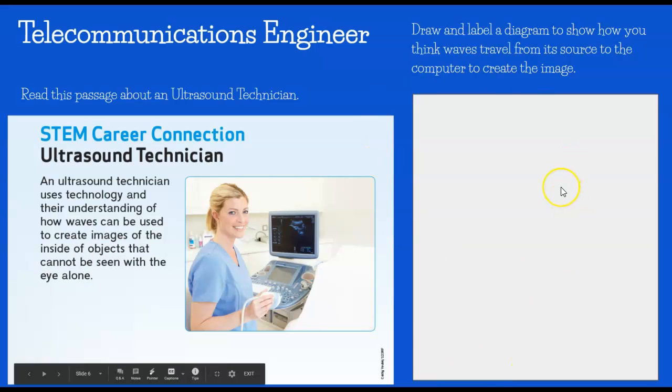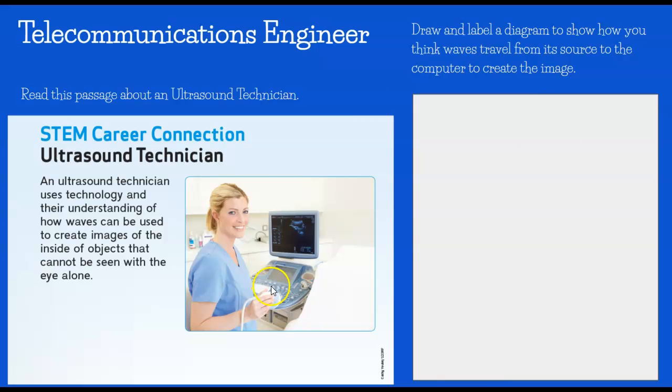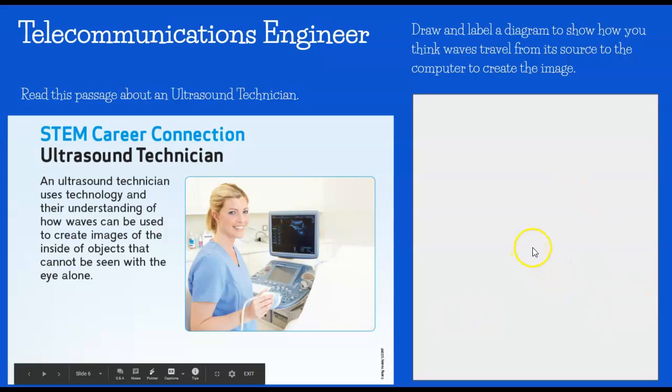So over here, you guys are going to draw and label a diagram to show how you think the waves travel from its source to the computer to create the image here on the screen. So if you notice, she has this little thing right here in her hand. And then you can see this image, which kind of looks like a face almost of maybe a baby. How did that image get from here all the way up onto the computer? So create that image and label and draw what you think.